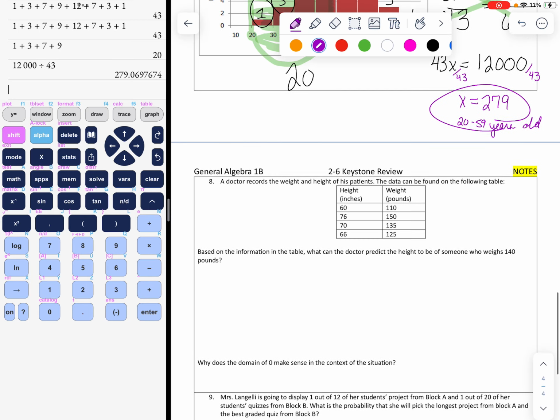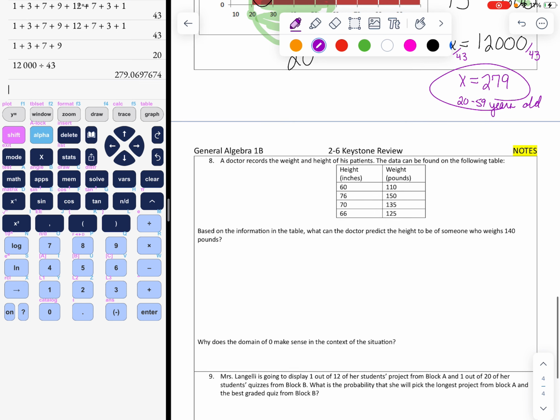All right, number 8, we've got this. We're going to use our calculator again. You're more than welcome to use your slope formula, and you're more than welcome to use your point slope formula and roll like that. But I am going to make an equation on my calculator when I see a table.